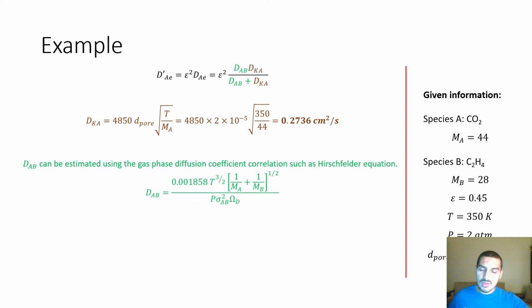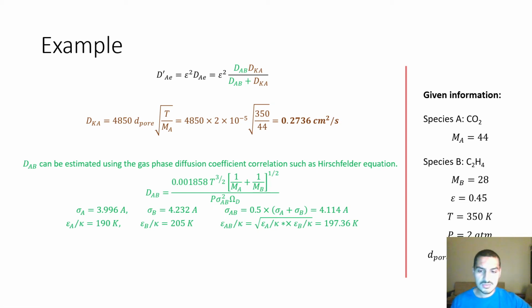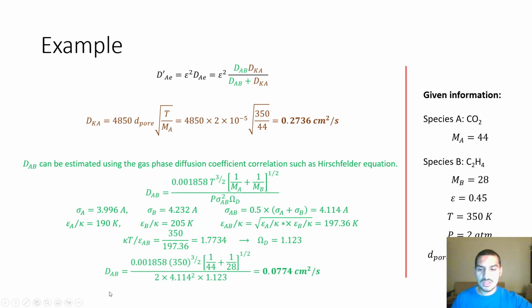Again, we have already discussed this a lot before, so I'm not going to go into the details. It's going to be just getting the parameters that I need to get the value of the diffusion coefficient. So I know sigma A and sigma B from tables, and then I can get sigma AB. I know epsilon A over K and epsilon B over K, and then I can get epsilon AB over K, which is going to be this value, and from epsilon over K I can get the dimensionless temperature, which is KT over epsilon, and from the chart or from the table I can get omega D, and by substitution I can get the value of the diffusion coefficient, which is 0.077 centimeters squared per second.